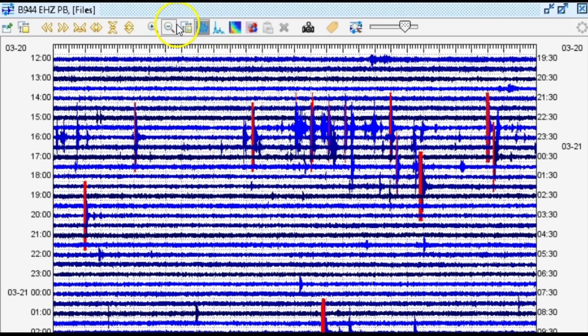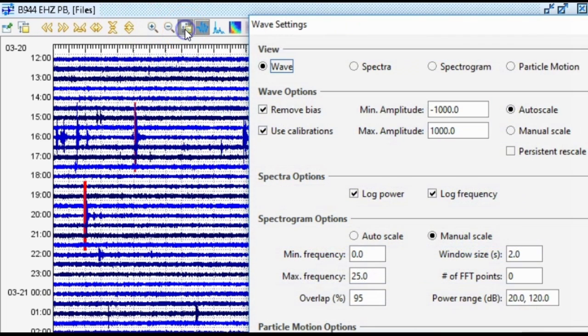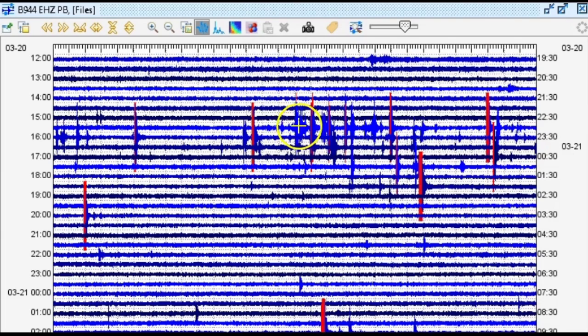Here we are in the seismic program swarm with the data stream added from borehole 944, short period vertical in the PBO network, PB network actually, but it is PBO for Plate Boundary Observatory. Persistent rescale off, the overlap is set to 95 and the Butterworth filter is not set because we don't need a filter because it's a short period station.